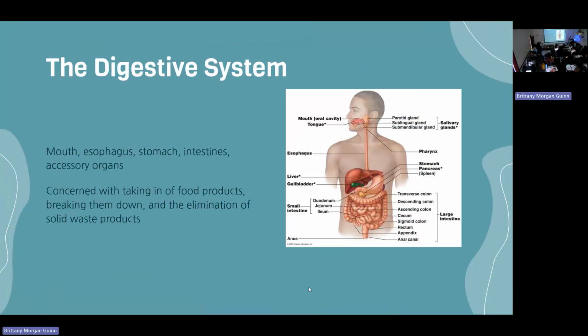The digestive system is concerned with taking in food products and breaking them down so nutrients can be absorbed, and the elimination of solid waste products.